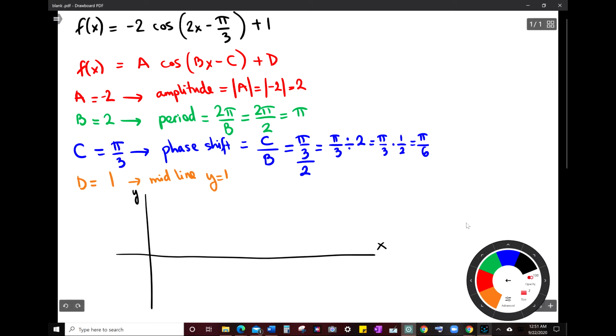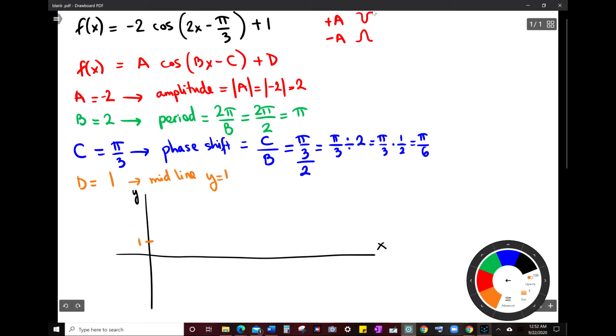One more thing very important too, we should know the cosine function shape. If it's a positive a value, then your cosine function should look like this. If it's a negative a value, then your cosine function should look like this. So in this case, we know it's negative a, so therefore we will start with the lowest point first. However, in order to know that, we need to start with the midline. Okay, so our midline is 1, so y equals 1.